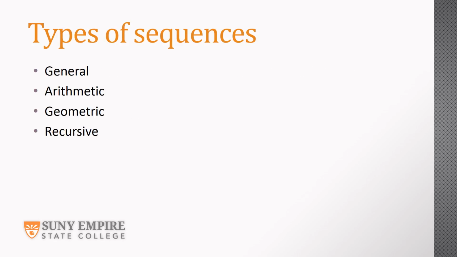But how do we actually find these numbers in the list? Well, it depends on the type of sequence. There are actually four different types of sequences, defined by the method for finding the numbers in the list. The four types of sequences are general, arithmetic, geometric, and recursive. We will focus on the general sequence in this resource.